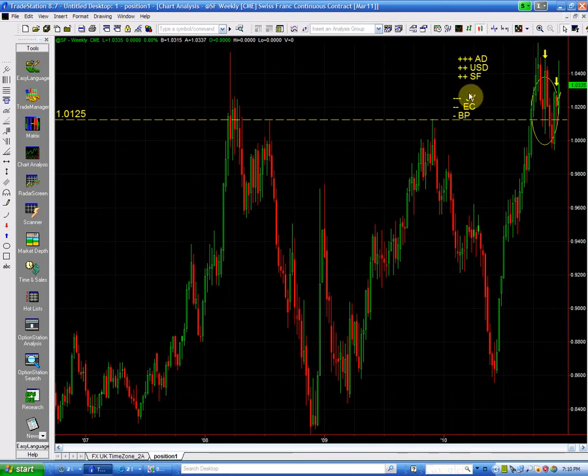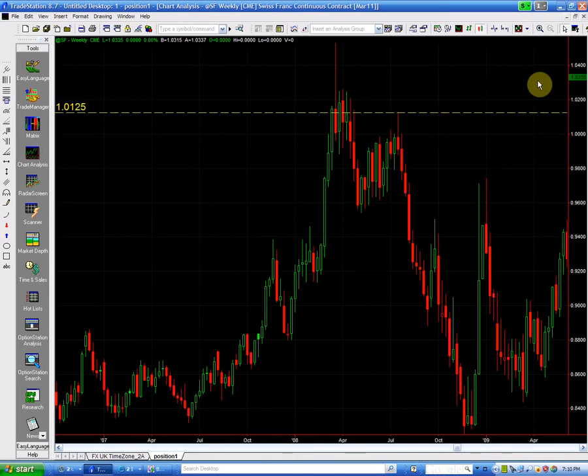And the weakest, the ones that we had on the weak side, was the British pound, the euro dollar, and the Japanese yen. And of course, as you have seen, we had a fantastic trading week in the euro and in the British pound. So the Swiss franc is still quite strong.